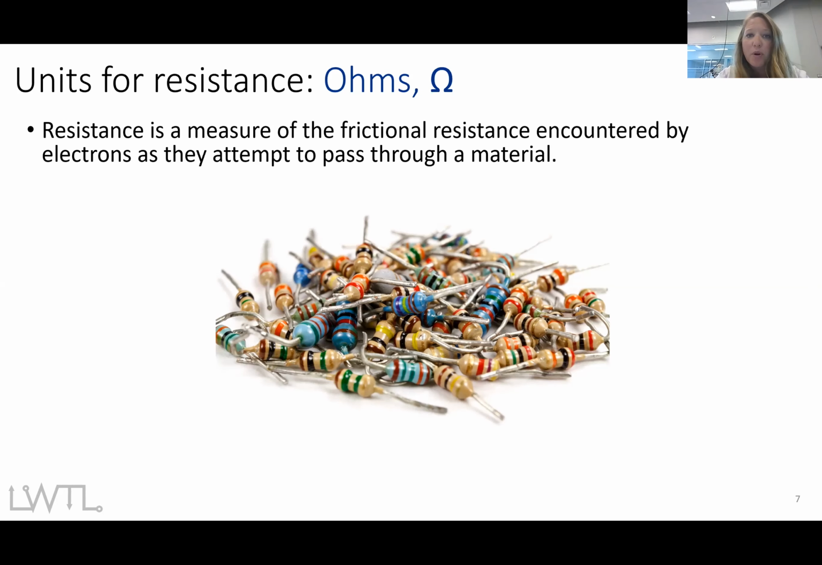And so the final component that we need to talk about is resistance. So you can see pictured here are a bunch of resistors. And in my hand, I have a resistor. In your kit, you have a bunch of resistors. These are included in circuits to add that opposition to flow for various applications. So the unit for resistance is ohms, and it's represented with the Greek letter omega.